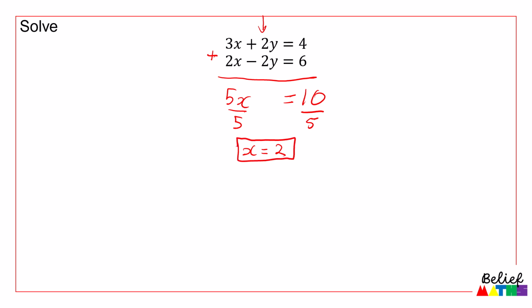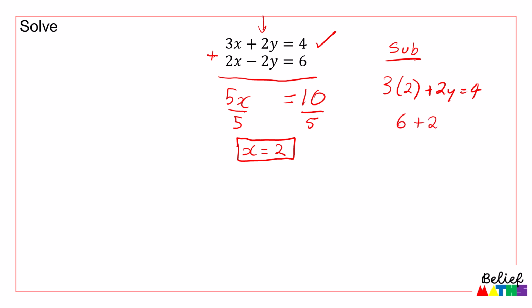Again, taking that x equals 2, we're going to substitute that back in. Again, I'll pick the first line. Again, you can pick the second one if you wish. I like to use the one that doesn't have any negative numbers in there. It just makes it a little bit easier for you. So substituting that in, 3 times 2 plus 2y equals 4. And now just solve that equation again.